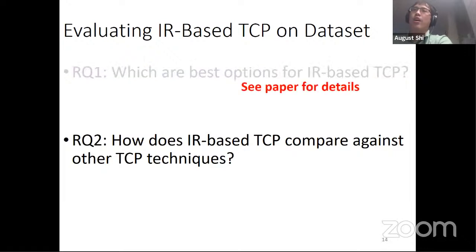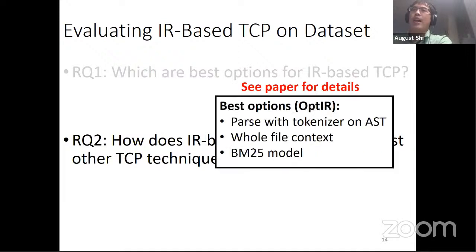Now, I won't have time to talk about RQ1 in detail. The details can be found in our paper, but in a nutshell, what we found is that the best option is to parse with the tokenizer on the abstract syntax tree for both the test code and the changed code. For the changed code, we want to consider the entire file as the context, so we're looking at the exact changed file. And the best model we found is the BM25 model. With these options, we'll be using this opt-IR, optimal IR test case prioritization technique for the rest of the evaluation.